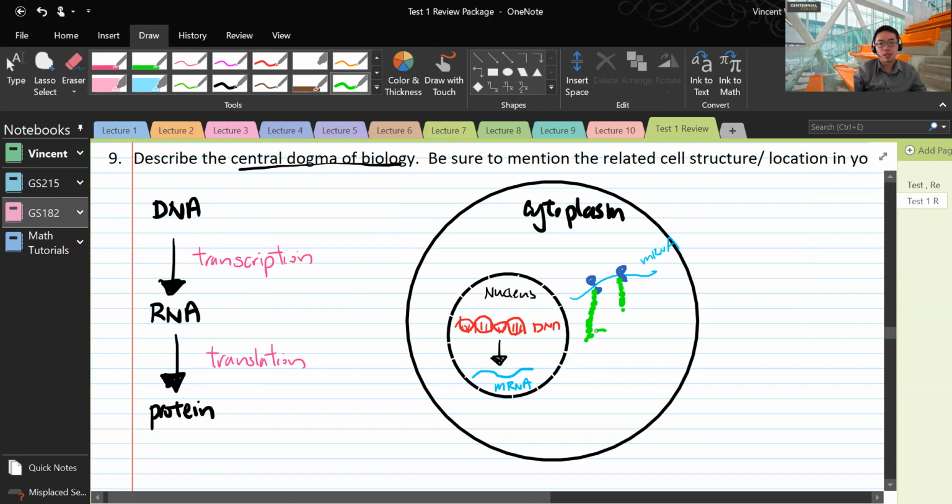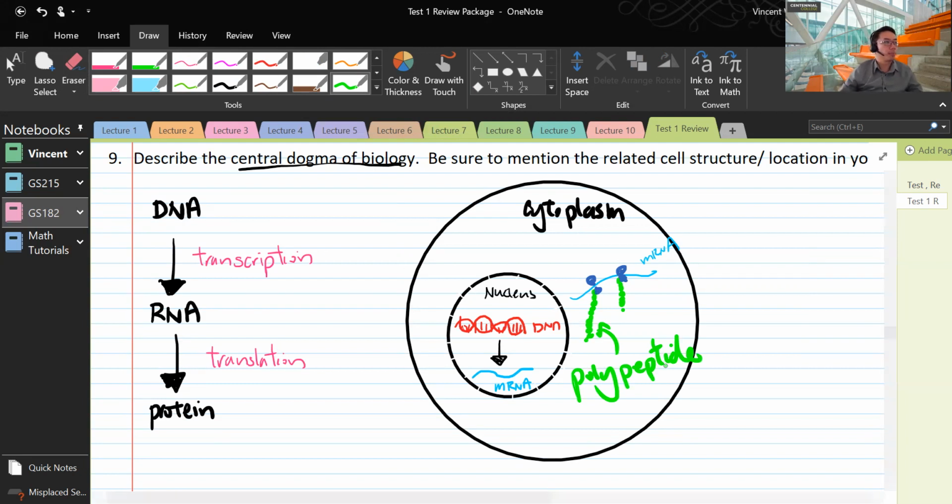Okay, so this is the polypeptide, which will fold into the protein. That is the central dogma of biology. Anybody have any follow-up questions? Okay.